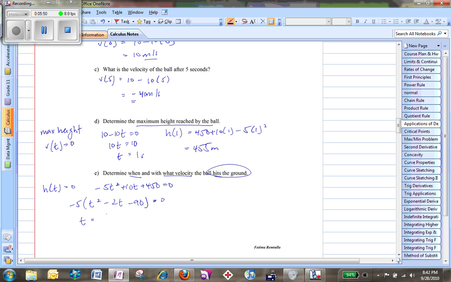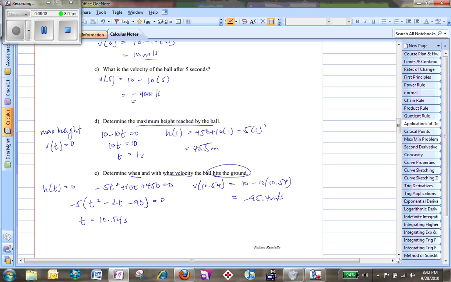When I use the quadratic formula, as you should right now, pause the video, fill it out, and come back, and you should have 10.54 as an answer. So I know that it hits the ground at 10.54 seconds. But I want to know the velocity at which it hit the ground. So I want to know v at 10.54, which is 10 minus 10 times 10.54, which is negative 95.4 meters per second.